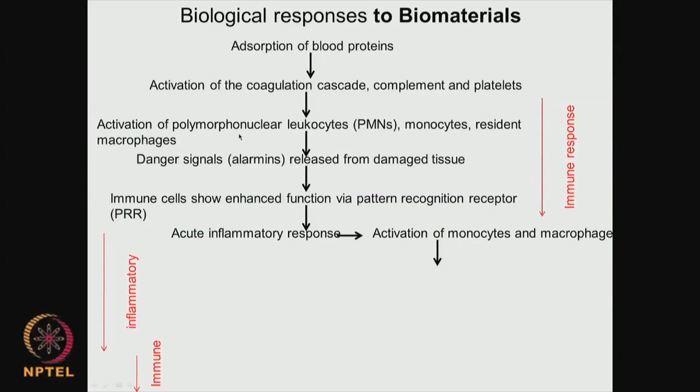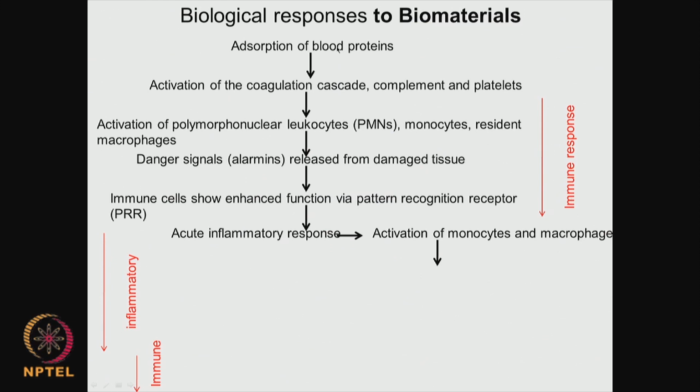Then we are having activation of polymorphonuclear leukocytes, monocytes, and then macrophages. These macrophages are certain cells which try to form the encapsulation of the biomaterial. Then danger signals, called alarmins, are released from the damaged tissue. That is the next step. Immune cells show enhanced function via pattern recognition receptors. So, they are able to identify that the material has a certain pattern. So, there are some factors getting released. All these are called immune response.